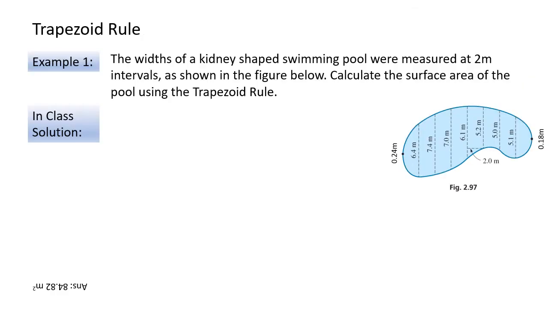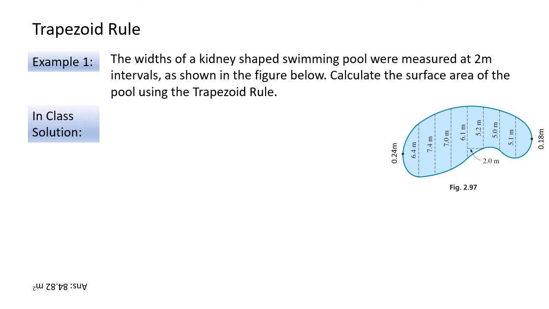So let's take a look. I'm going to do one example with the trapezoid rule, just to show you what I mean in this calculation, before we talk about a second rule that actually is slightly more accurate than the trapezoid rule. The widths of a kidney-shaped swimming pool were measured at 2-meter intervals as shown in the figure below. Calculate the surface area of the pool using the trapezoid rule.